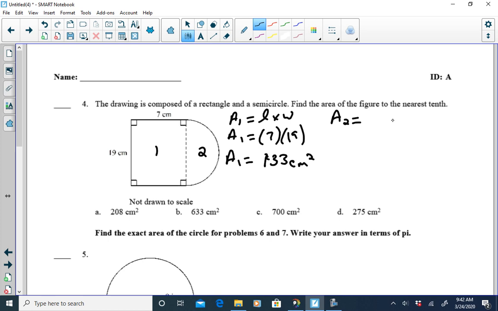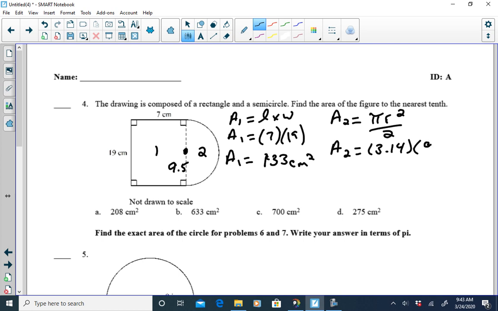Area 2 is a semicircle, which is half the area of a circle. So we start with our formula for the area of a circle, which is pi times the radius squared. Then we're going to take half of that because we're looking at the area of a semicircle. So area 2 is going to be equal to 3.14 times the radius squared. Well, what's the radius? Well, this segment here is 19, which means that the diameter is 19. The radius is going to be half of that diameter. So what's half of 19? That's going to be 9.5 for the radius.